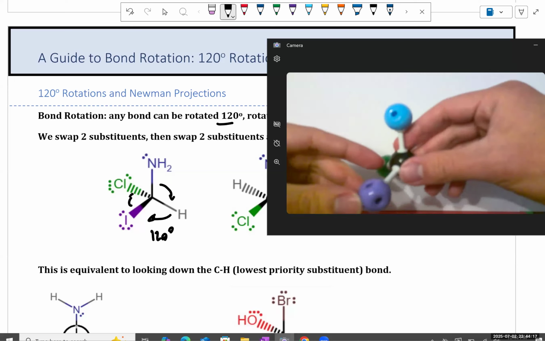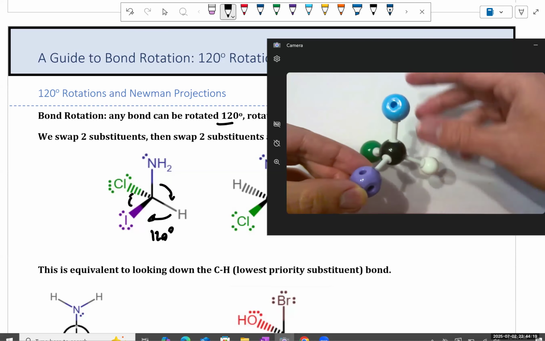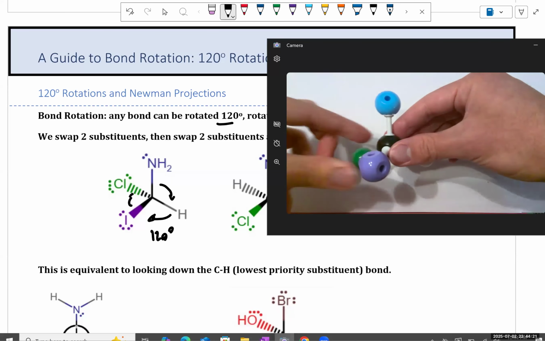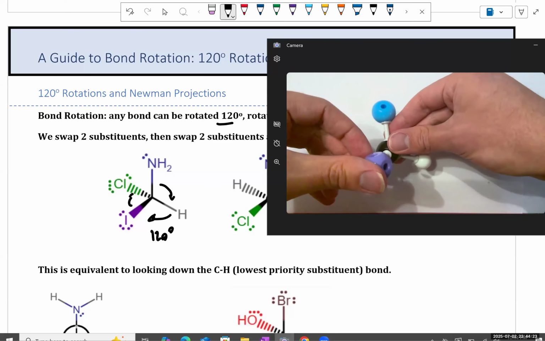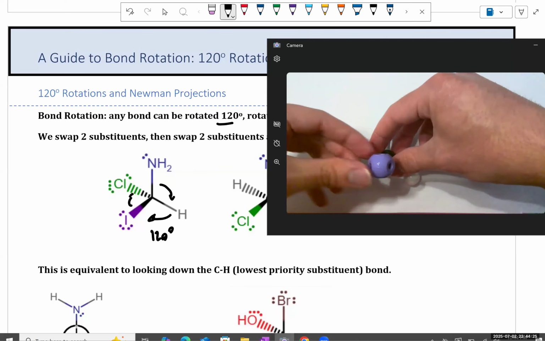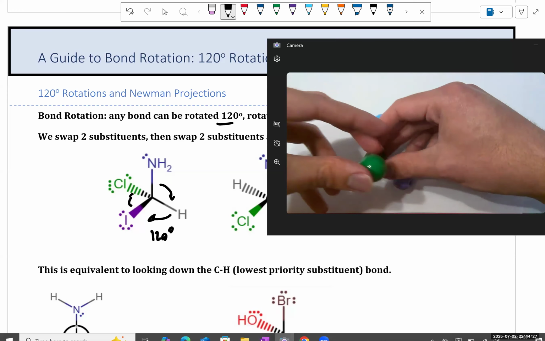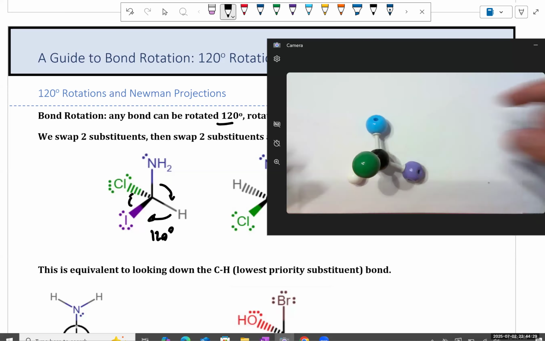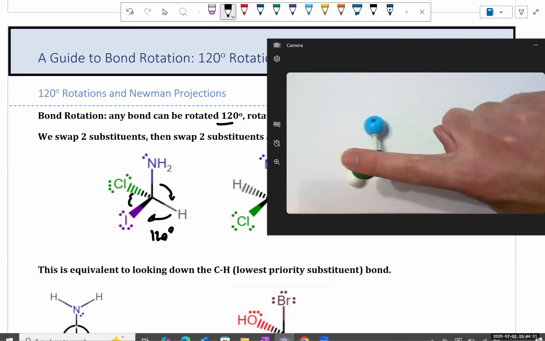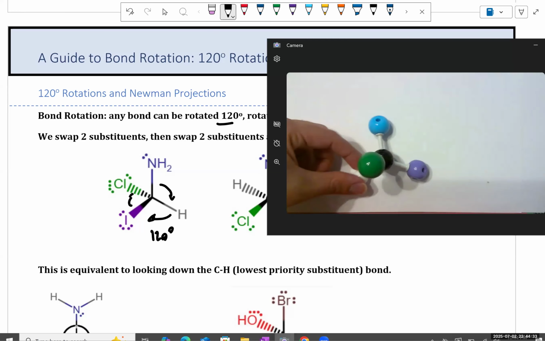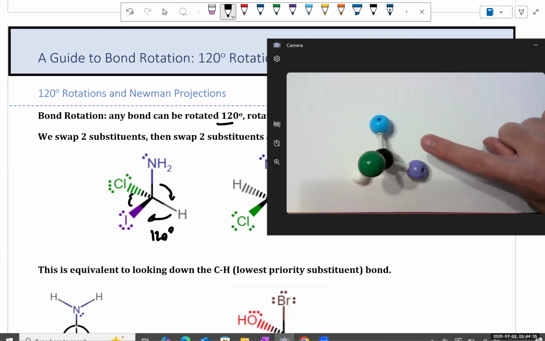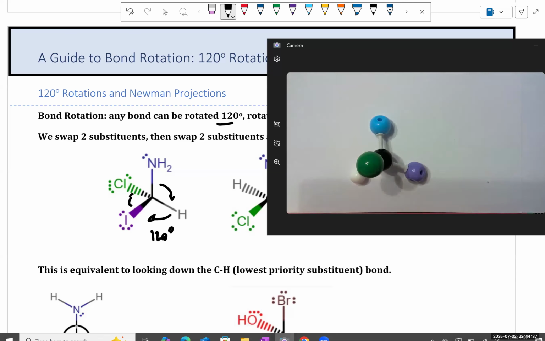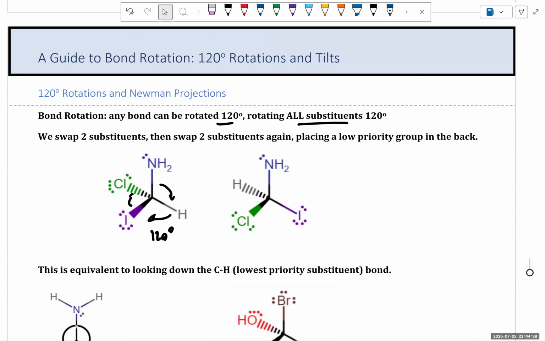Okay, so here is the model of this compound. Now what I'm going to do is take my bottom substituents and rotate them 120 degrees. For example, I can rotate them 120 degrees in this direction. That gives me the chlorine pointing towards us, the hydrogen on the left in the back, and the iodine on the right, which directly matches the structure that we've obtained.